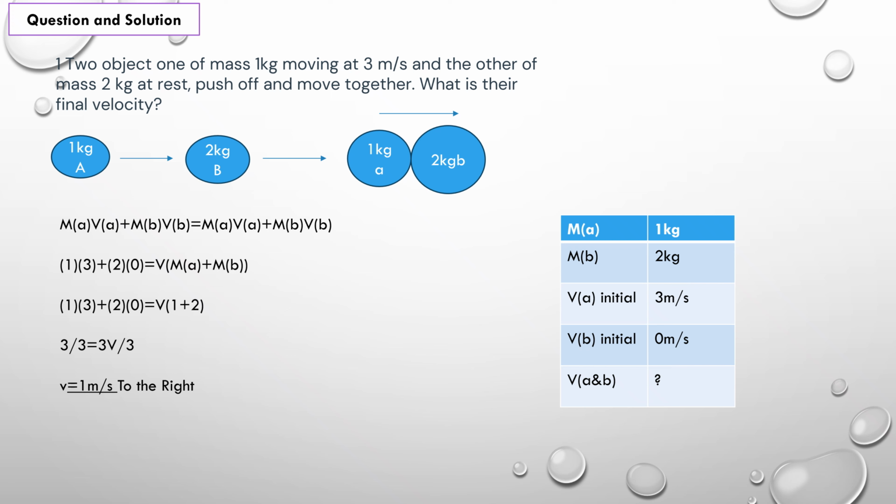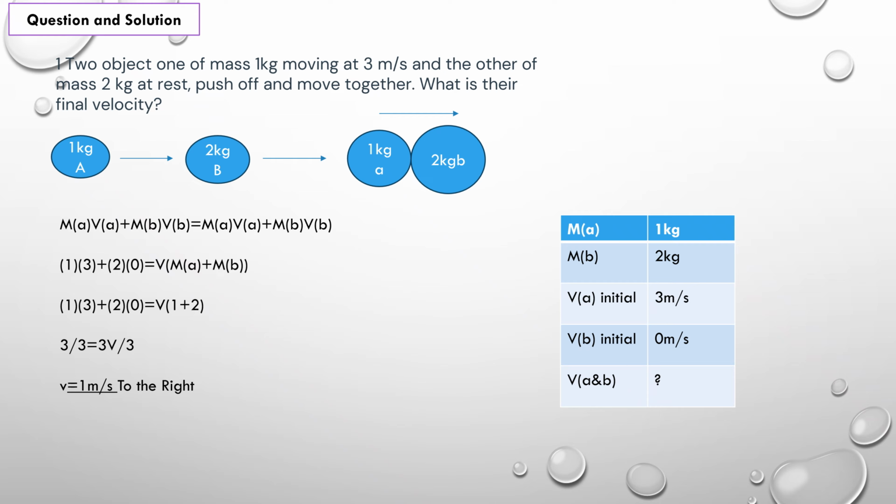They say push off and move together. When they are saying they push off and move together, they are saying their final velocity is for both object A and B. They are sharing the final velocity because they say they moved together. When they are moving together, they have the same velocity.